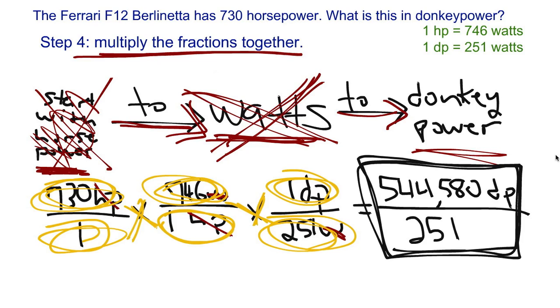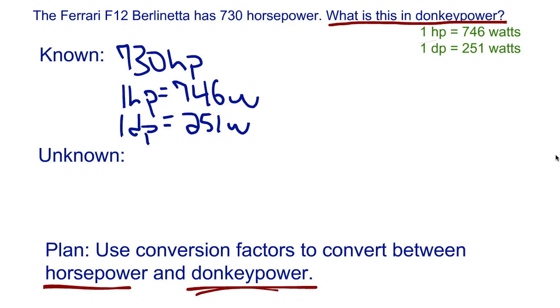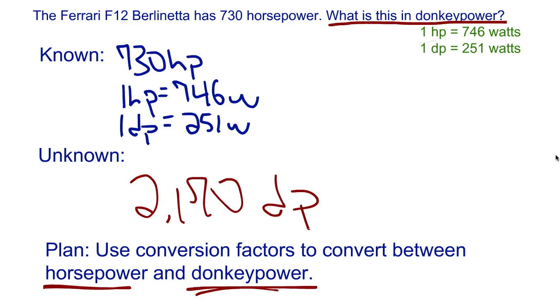We will get our final answer, which is 2,170 donkey power. And so now we've got our answer. What is its horsepower converted to donkey power? 2,170 donkey power. And our problem is solved.